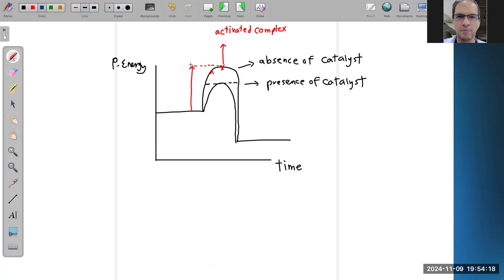Instead of going from point X to point Y, it becomes from point X to point Z. See how its distance became shorter? This is the distance now. So the activation energy becomes lower.